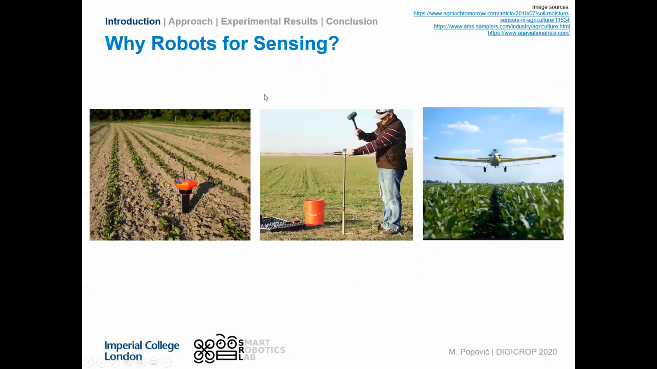Let's start with some motivation. Why would we want to use robots for sensing? Well, here we see examples of different scenarios where agricultural procedures are done using conventional approaches: static sensors, manual sampling, or piloted aircraft. These methods require large amounts of money and labor, especially for monitoring missions that need flexibility, speed, and involve collecting very detailed data.